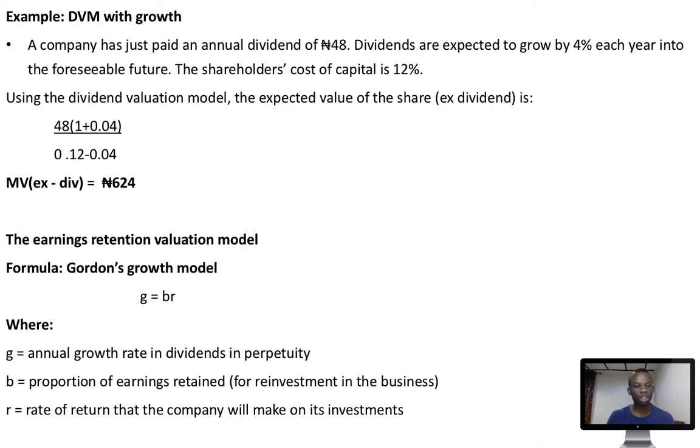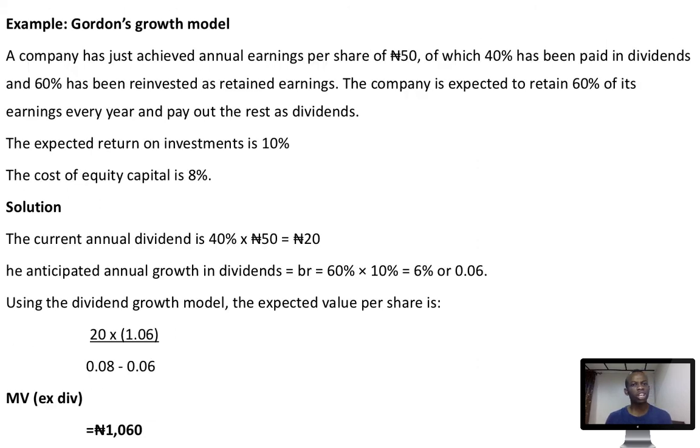Now this is the growth rate. As I said, retention ratio multiplied by the rate of return that the company expects on every investment. Please don't forget. Now the example is this. The company has just achieved annual earnings per share of 15 naira, of which 40% has been paid in dividend. That means 60% has been reinvested as retained earnings. The company is expected to retain 60% of its earnings every year and pay out the rest as dividend. The expected return on investment is 10%. The cost of equity is 8%.